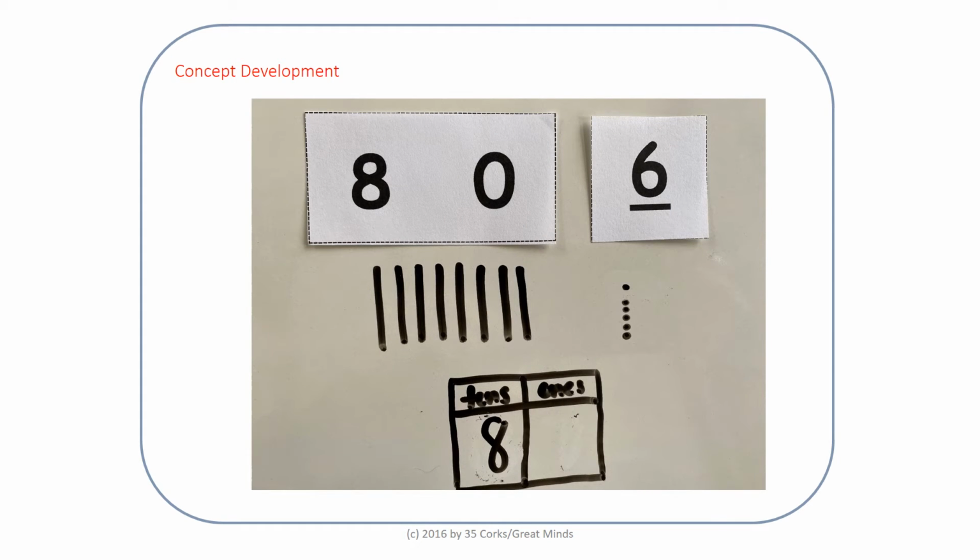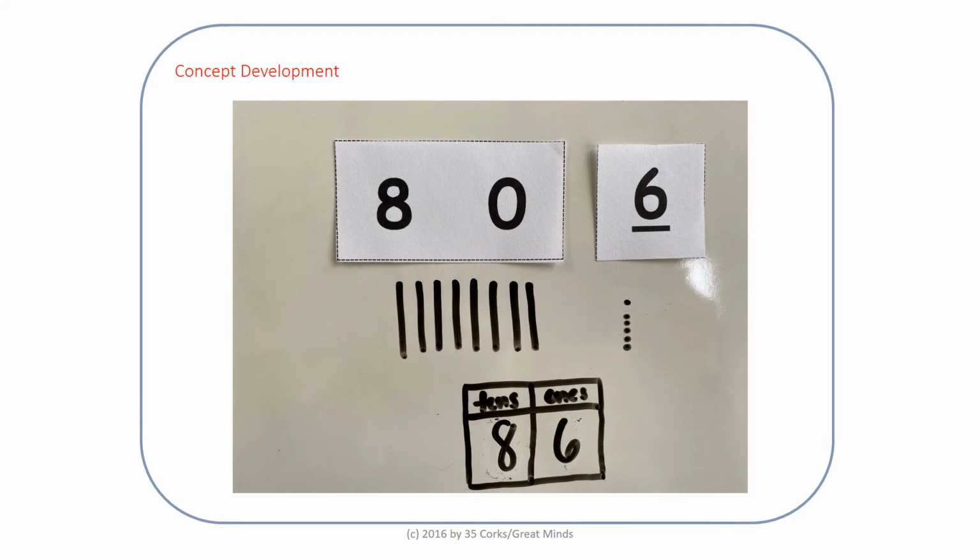Good, there's 8 tens in the number 86. How many ones are in 86? Good, there's 6 ones. You can check your answer by looking at your quick 10 drawing, looking at your cards.